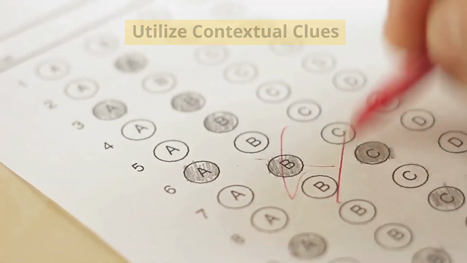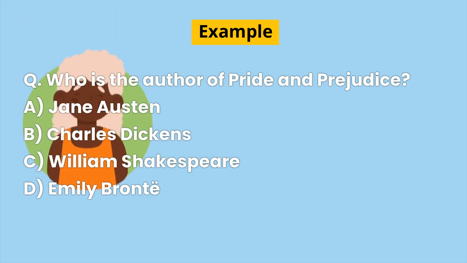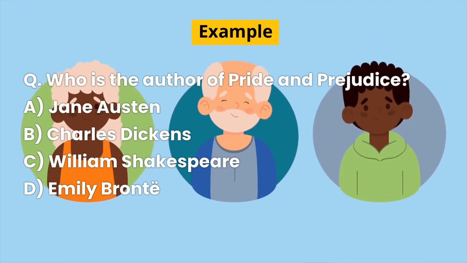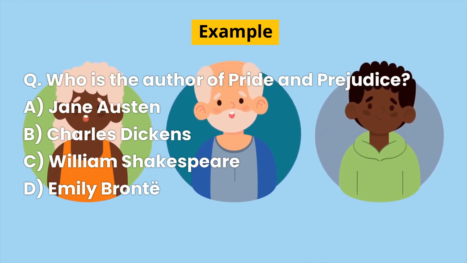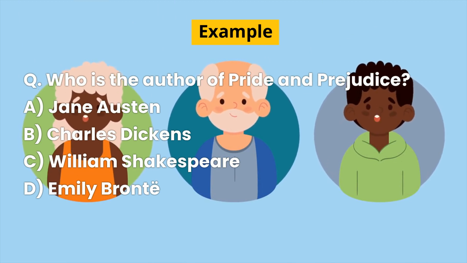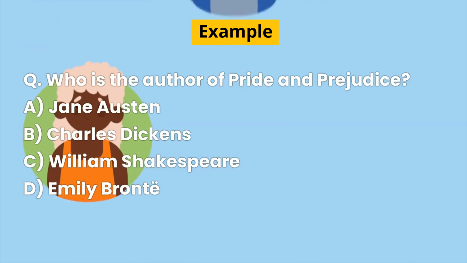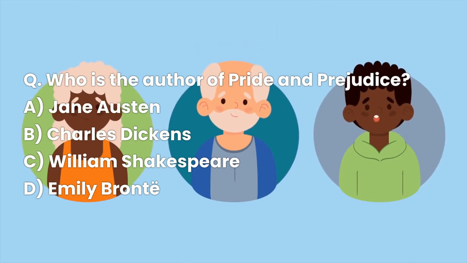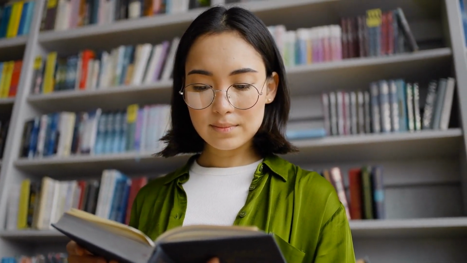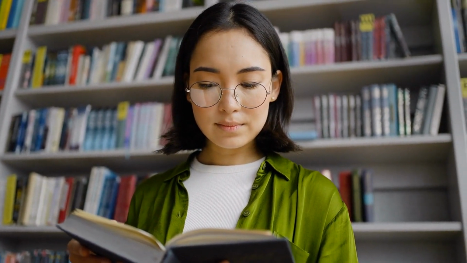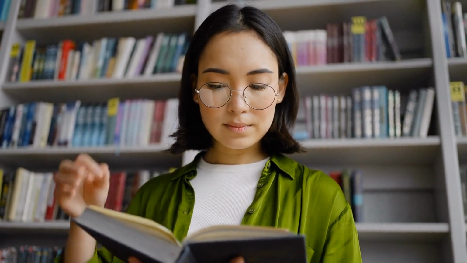Utilize contextual clues. Pay attention to contextual clues within the question's stem or options that can help you deduce the correct answer. Example: in a question about the author of Pride and Prejudice, with options A. Jane Austen, B. Charles Dickens, C. William Shakespeare, D. Emily Bronte. By recognizing the title of the novel and its genre as a classic work of literature, you can infer that A. Jane Austen is the correct author.